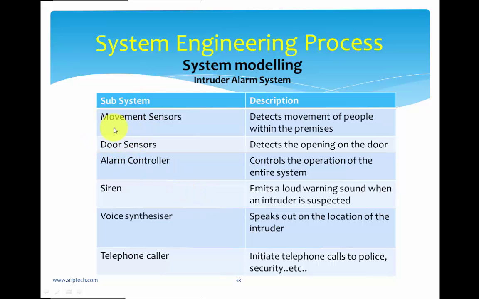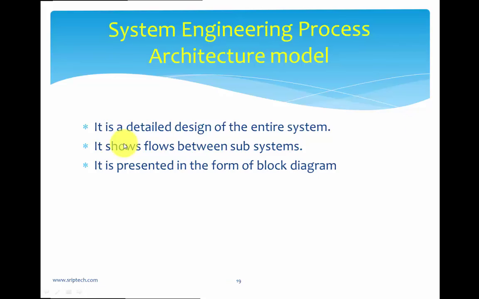Now each requirement is given by different people who are the users of the system, and there are different disciplines of engineering involved in this, and all these requirements are partitioned into various subsystems. Okay, once you are done with the system model, sometimes you also talk about the architecture model.